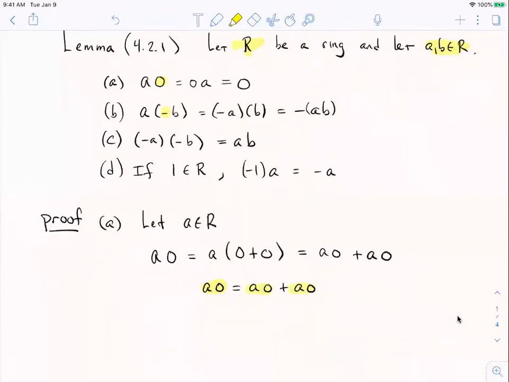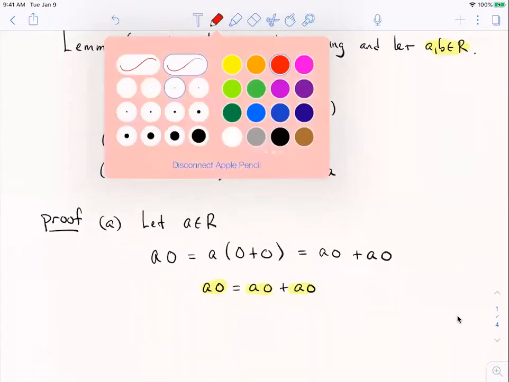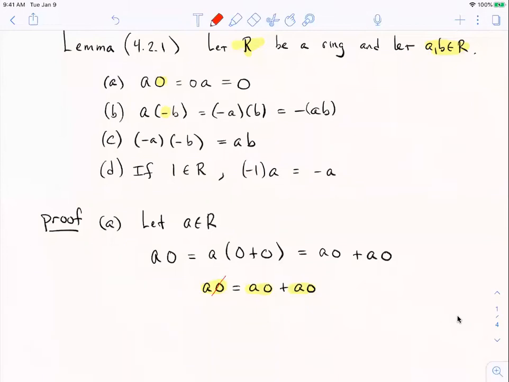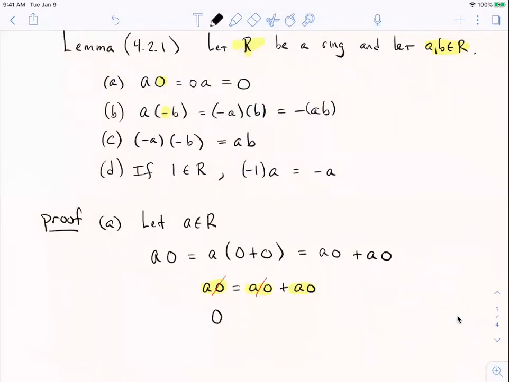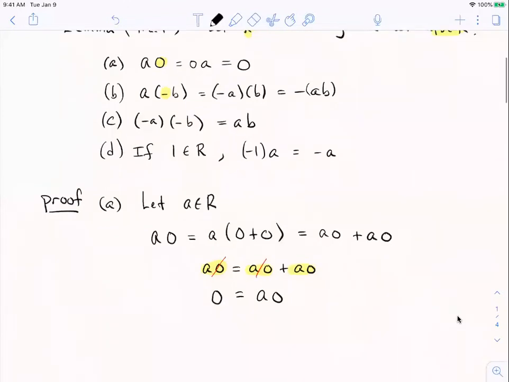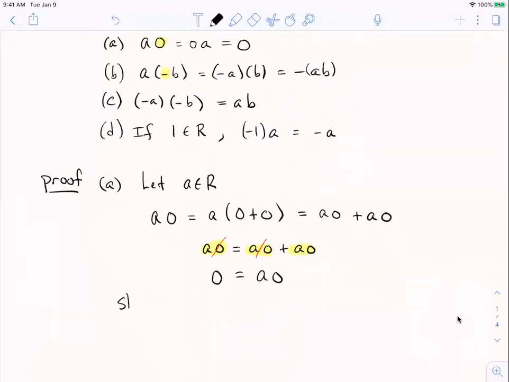So I can cancel additively in the additive group R, right? Cancellation laws work in a group. I can cancel this element from both sides of that equation. And when I do that, I get 0 on the right, and on the left, I get A times 0. So that proves one of the two things that I wanted to show. It proves that 0 is A times 0. I'm going to leave the other one to you. You show that 0 times A is 0, and you'll use the right distributive law.